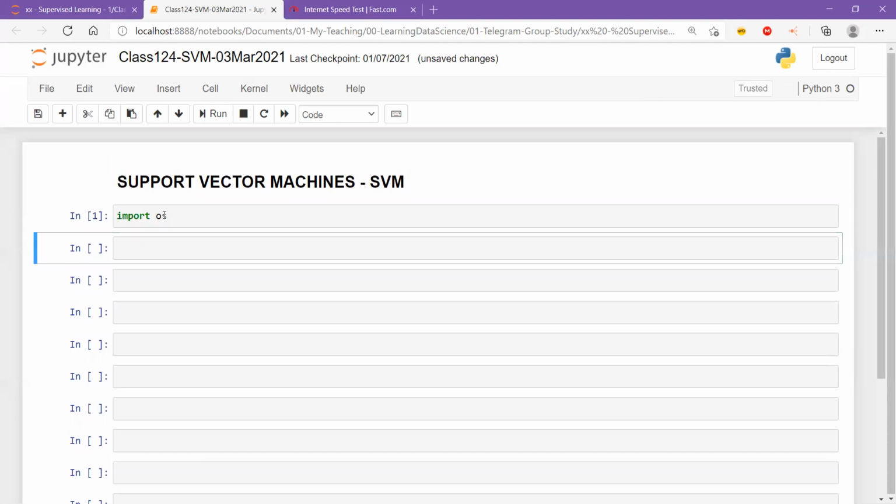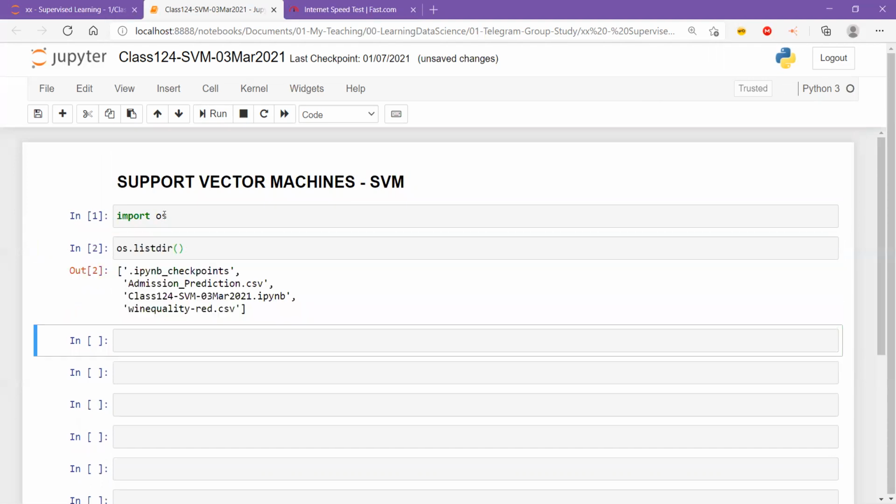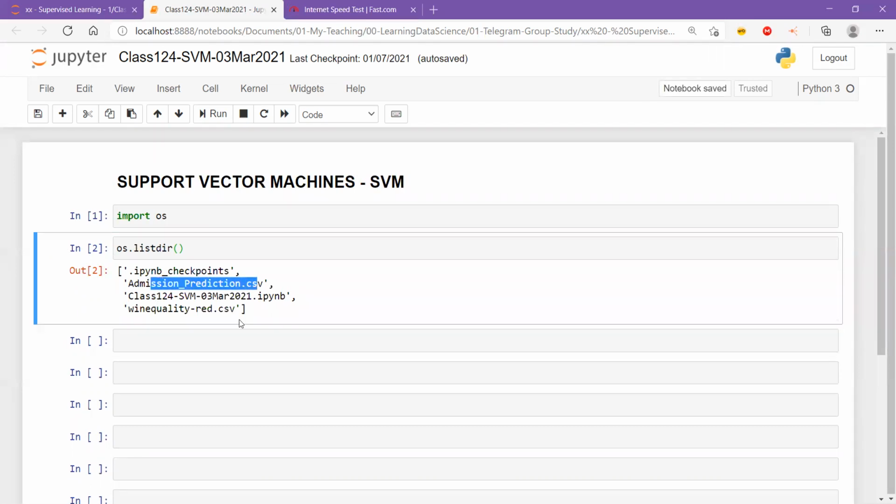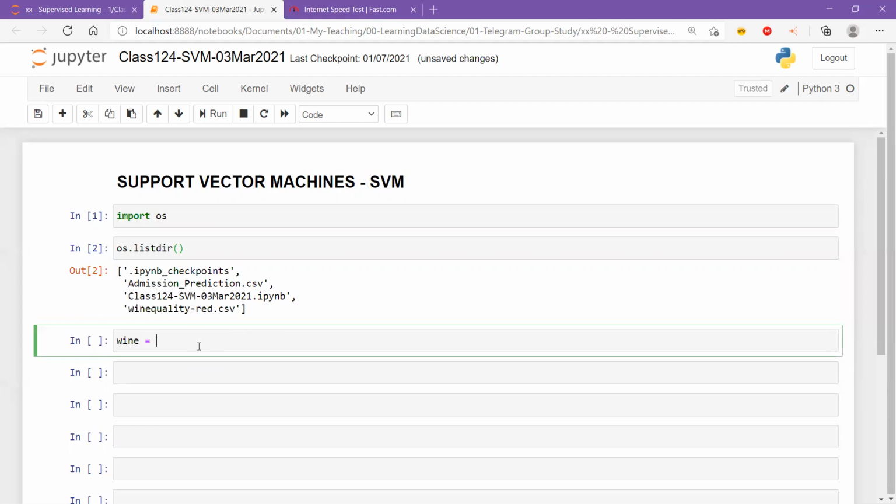So let me do one thing. Import os and os.listdir. I'm just going to look at my directory. I have two data sets. I'll go through the wine quality data set first, and then we'll look into the other data set related to admission. I've not imported pandas as pd. So this is where we look into this use case. I think we have used this data earlier also, but this is a good example to show you how SVM works, or how we are able to find out if this is really a good use case for SVM or not.